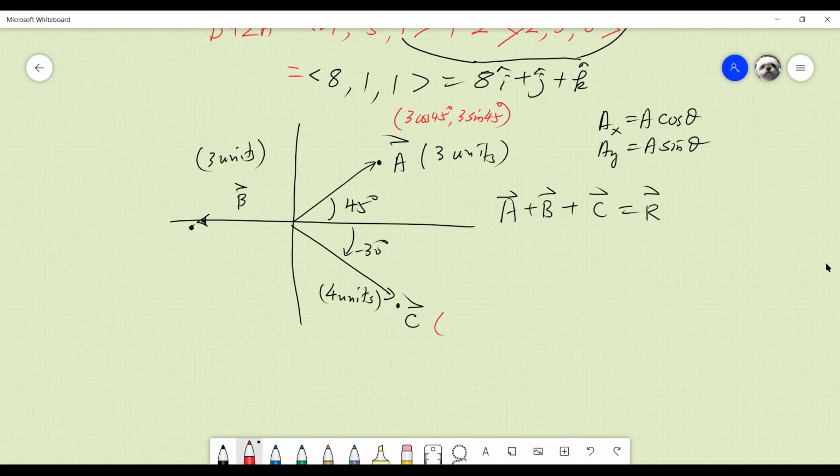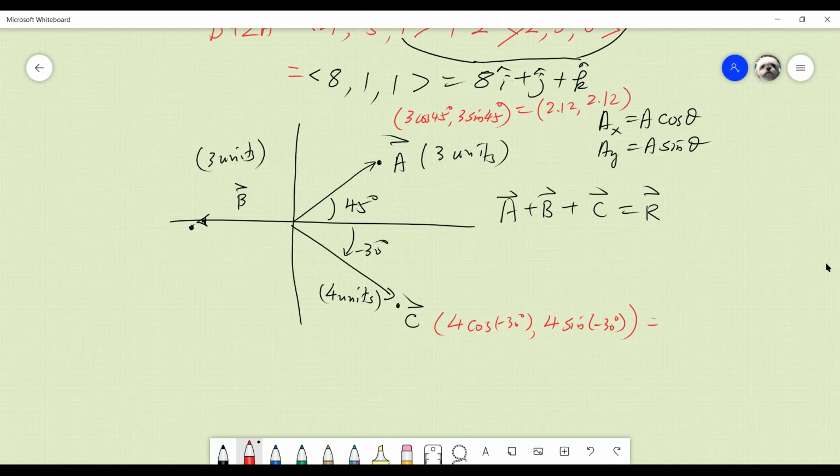Okay, what is C, right? C will be 4 times cosine negative 30 degrees, right? Am I right? So what is this equal to? 3 times cosine 45 will be 2.12, right? 2.12.